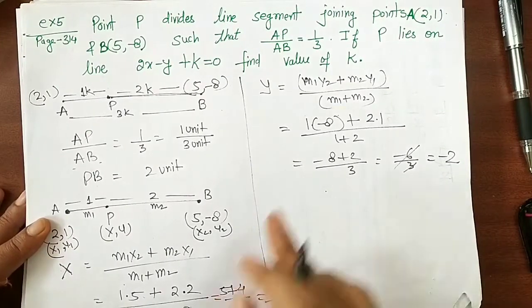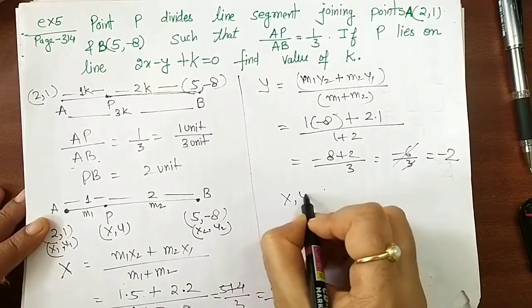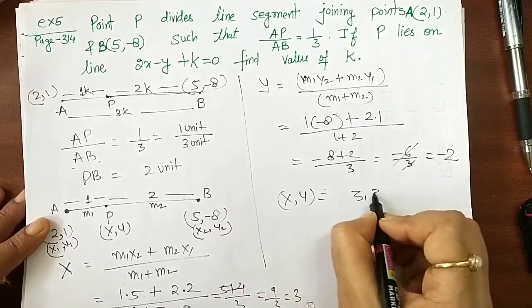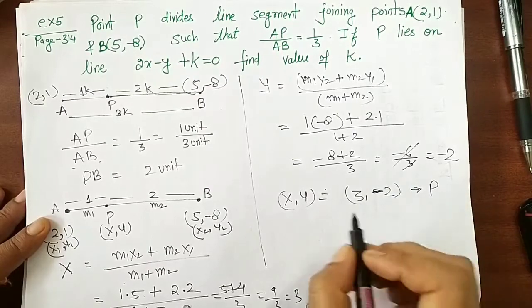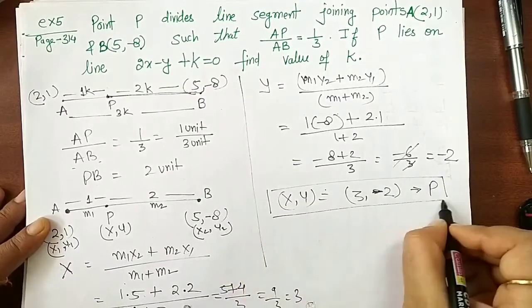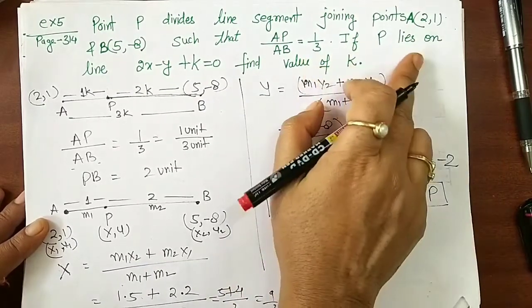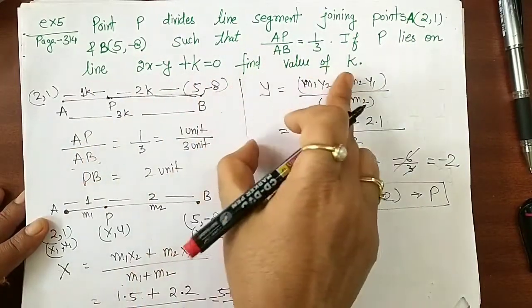Now you got x comma y. Okay, so that first job is done. This is my P. So I got point P. Now they're not asking P. They're asking, P lies on this line, find K.